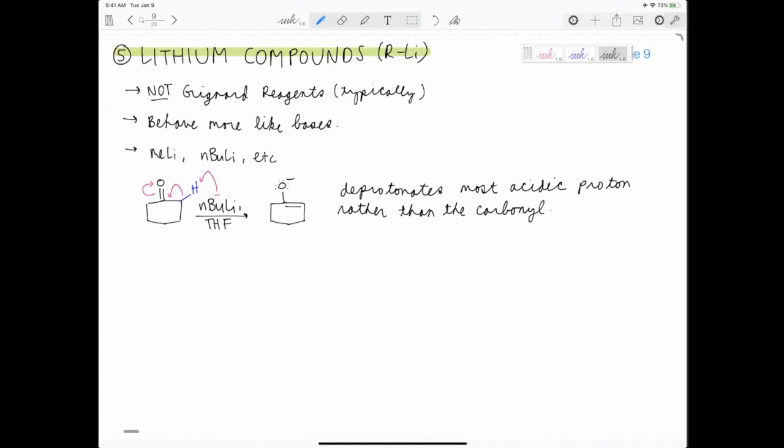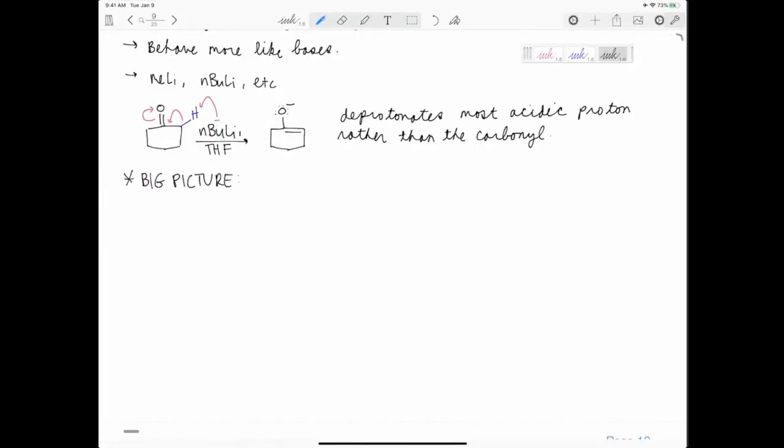So the big concept here, let me put the big picture. Nucleophiles attack electrophiles, and bases attack acids, basically. I'm just going to put it in quotation marks because technically I'm talking about the base attacking the most acidic proton. Okay, stuff like that.